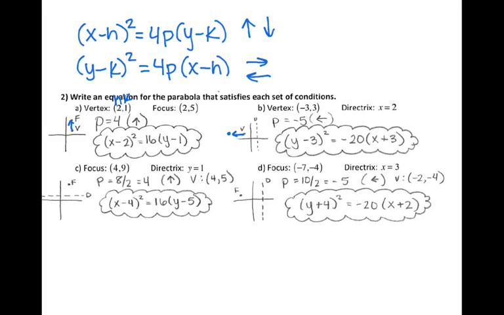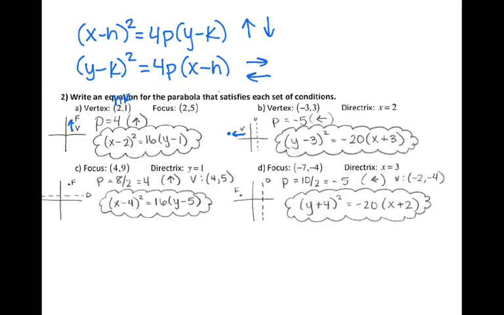To figure out what p is, I'm going to count my distance from my x of 2 to an x of negative 3, that's 5 units, and since my parabola is opening to the left, I need to make p negative, so that becomes a negative 5. Since it is opening to the left, I'm going to use this equation, (y minus k) squared, and plug in those values. So I have (y minus 3) squared equals negative 20(x plus 3).